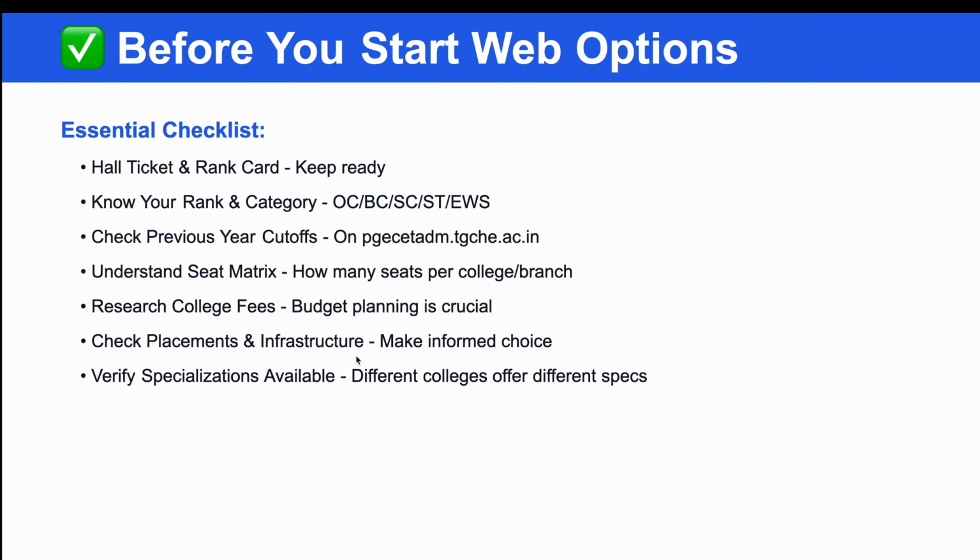And check the placements and infrastructure, and make an informed choice. For example, if you are going to study M.Pharmacy or anything related to medical, then you should also focus on the laboratory and infrastructure, because that also plays an important role, because you need to do everything practically in the lab. And verify specializations available, as different colleges offer different specializations.